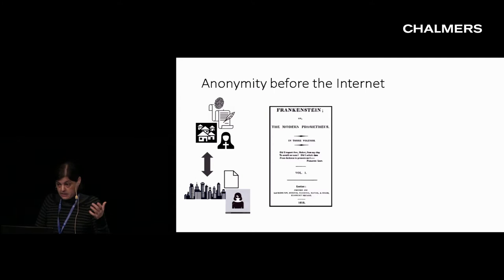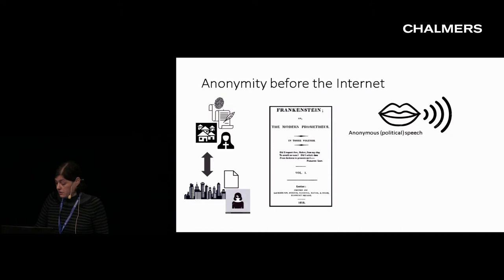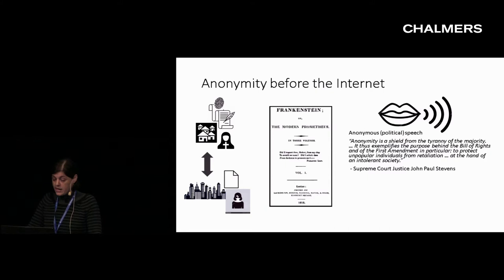And anonymity is very important in political speech. It's protected by law. This is a quote by John Paul Stevens, a Supreme Court justice in the US, who says that anonymity is a shield from the tyranny of the majority. It does exemplify the purpose behind the Bill of Rights and the First Amendment in particular, to protect unpopular individuals from retaliation at the hand of an intolerant society.